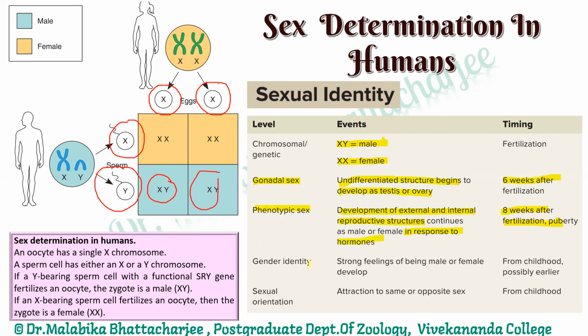The concept of gender identity, that is strong feelings of being male or female, occurs during childhood or possibly earlier. And finally, sexual orientation, that is attraction to the opposite sex, happens again from childhood. So these are some of the important points regarding sex determination in male and female. We move on to the next slide.